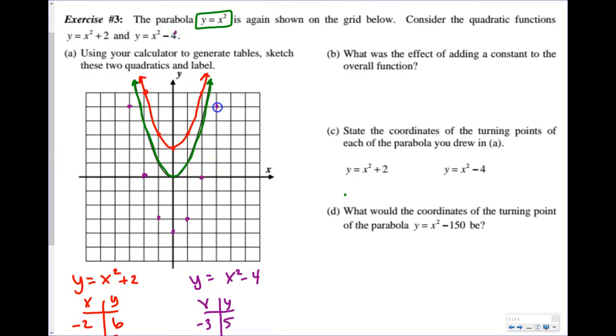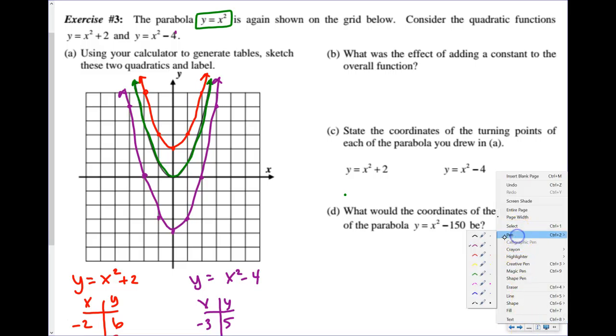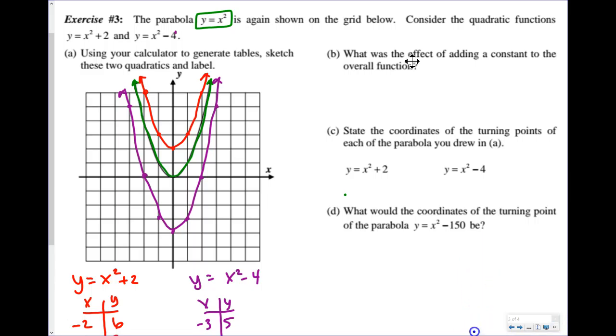So something very cool happens with these two graphs. You're going to notice they're all exactly the same except what is shifting. So letter B is asking us, letter B is saying, what was the effect of adding a constant to the overall function? So all we did was create this plus 2 and minus 4, and look what it did.